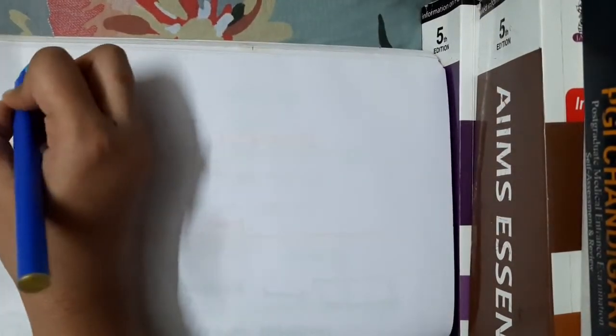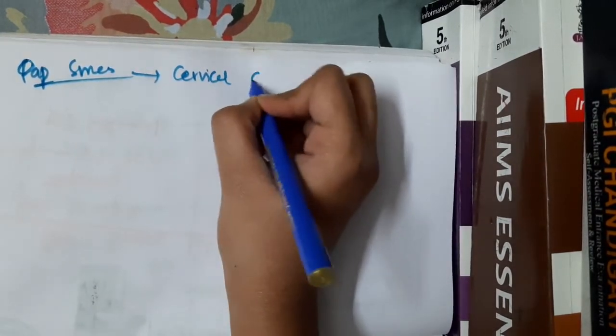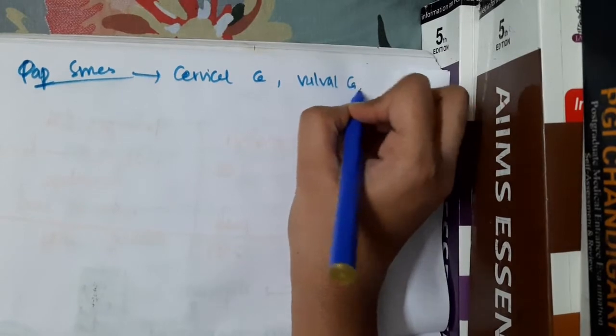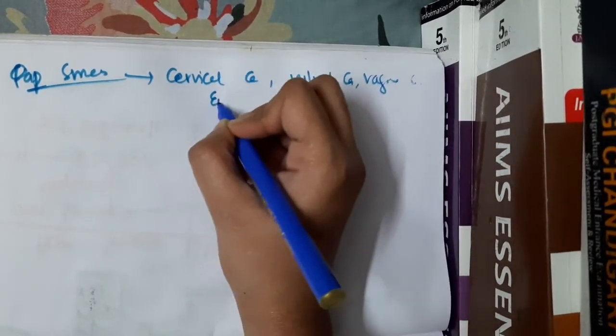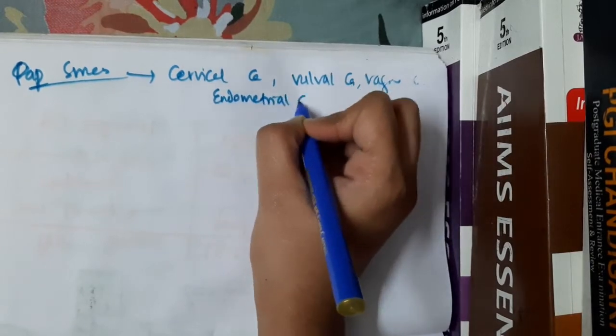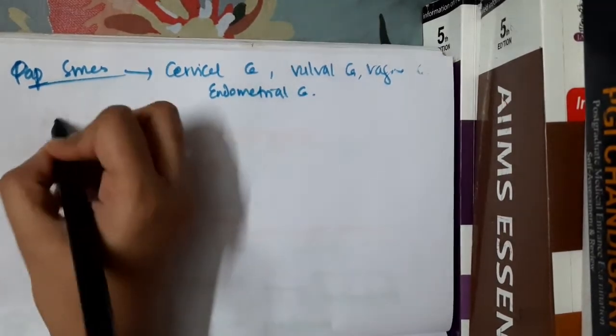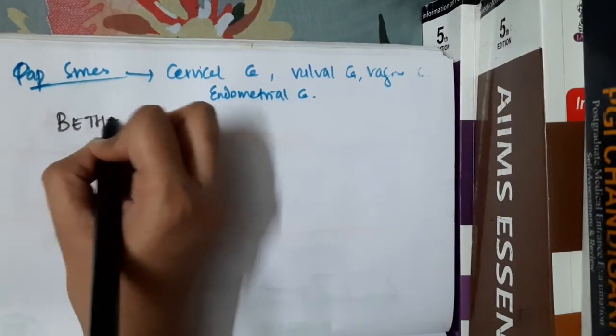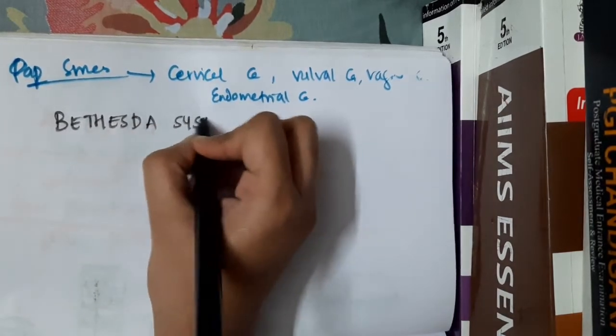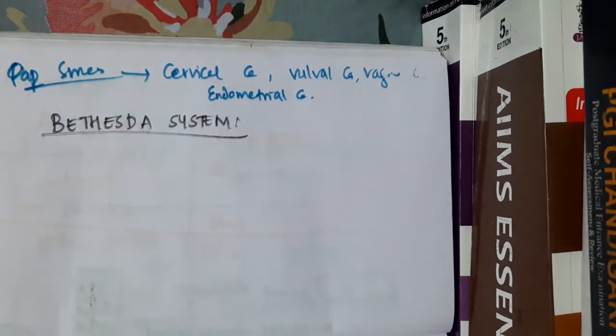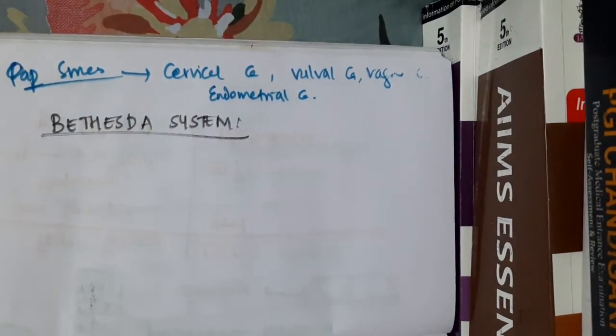So what are the results which you see in pap smear? Before that, what are the cancers which are screened by pap smear? Pap smear can screen cervical cancer, vulval cancer, vaginal cancer, and also endometrial cancer can be picked up by pap smear. For the interpretation, we use the Bethesda system, which is used for both pap smear and liquid based cytology.